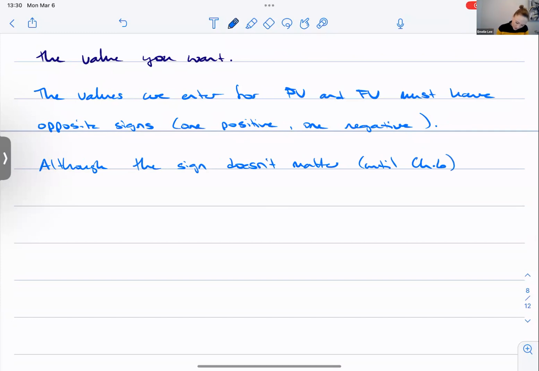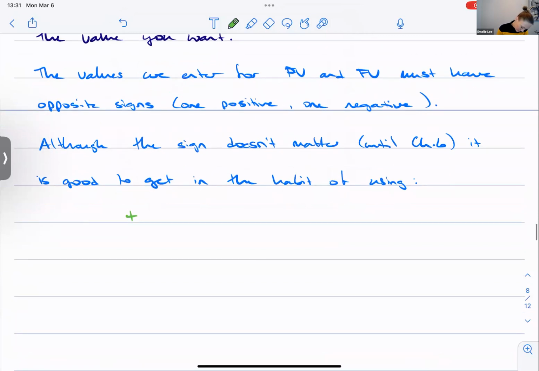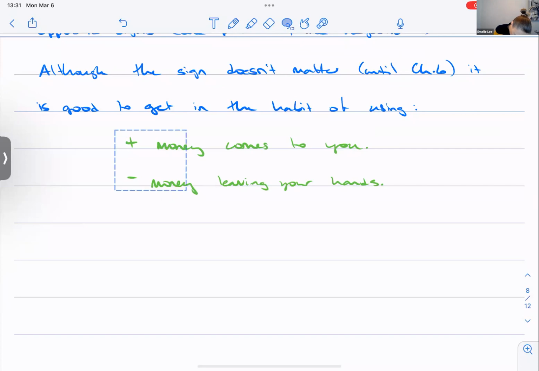So although the sign doesn't matter until chapter 6, it is good to get in the habit of using a positive value for money coming to you, and a negative value for money leaving your hands. So you are the reference point, right? Positive is money coming to you. So you borrowed money, so you received money, or you invest money, then money's leaving you and going into your bank account, right?